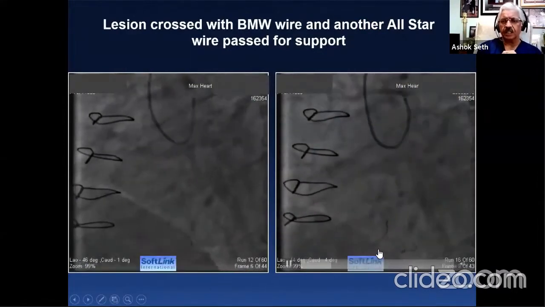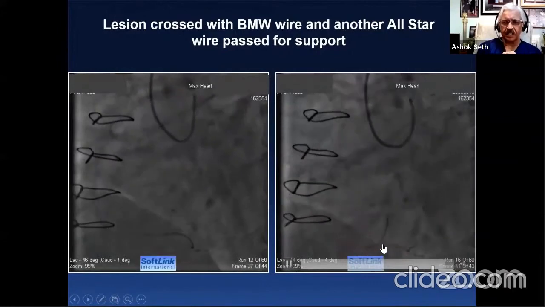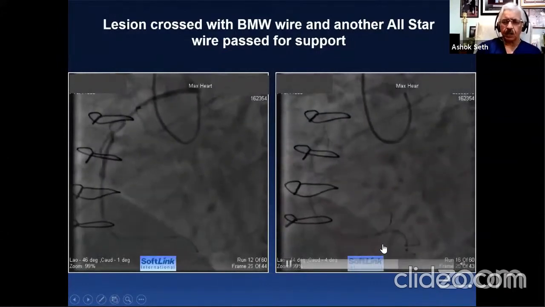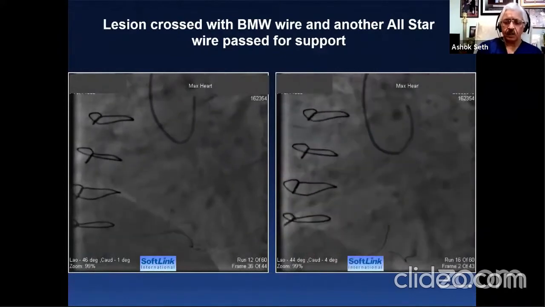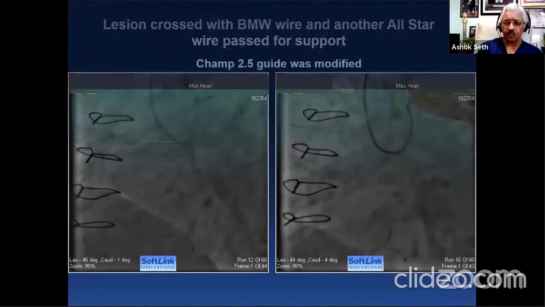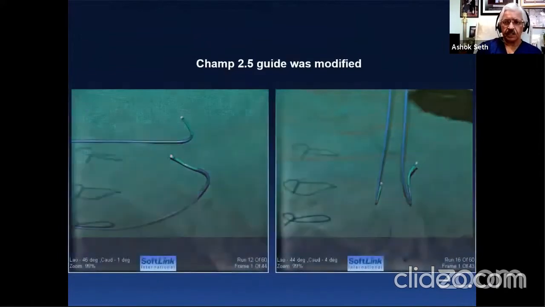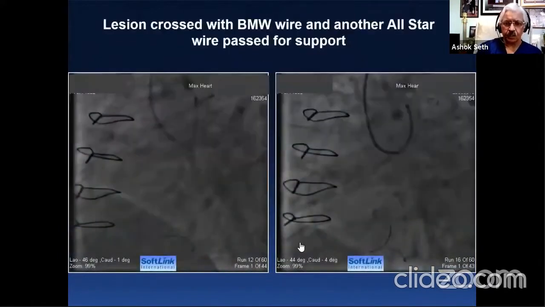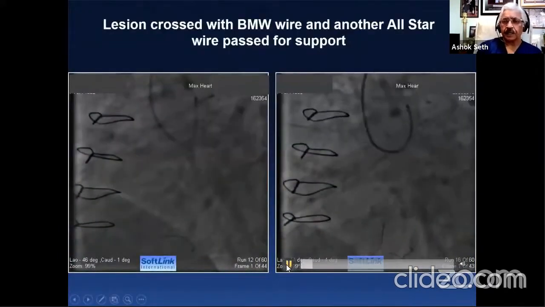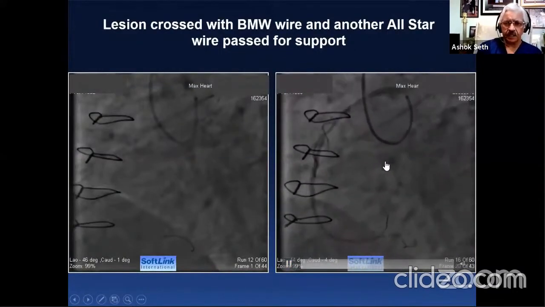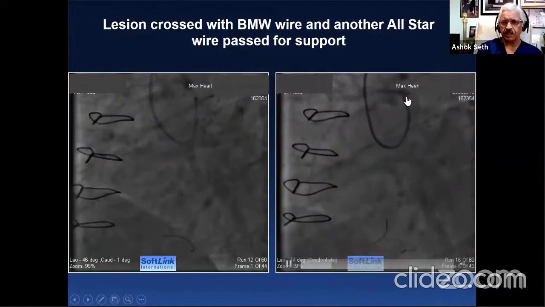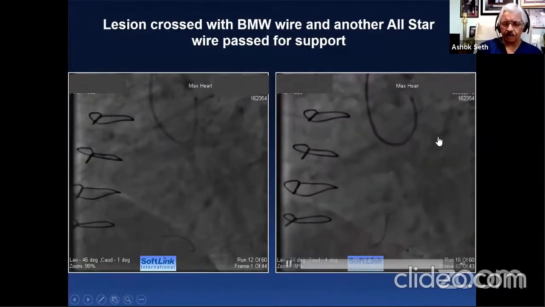And you can see after that, I put another BMW wire on its side, and now I've got two wires sitting there. Once we have two wires sitting there, we're actually done, because the way to change a diagnostic catheter to a guiding catheter is to leave this loop, which is very important. Let me just show you, to leave this loop, which is on the right side. I then would take this out, leaving this loop. I thought there was an angiogram, but maybe it's next. And this loop of wire is left.